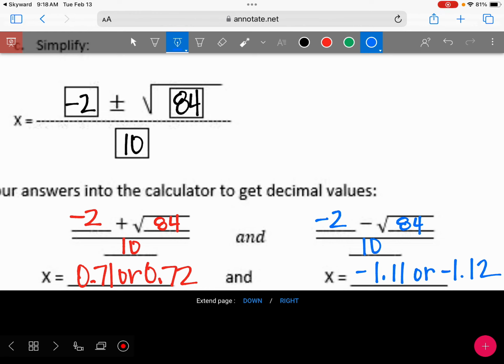Button. And then you type in -2 plus, we'll do the minus, plus, and then you get second function. Not that one, it's this one. So hit the fraction button, -2.